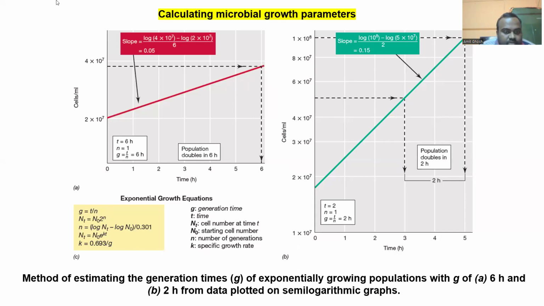We can jot down the formula like G is equal to t by n, where G is the generation time and t is the total time for growth. Nt is equal to N0 into 2 to the power n. n is equal to log Nt minus log N0 by 0.301, or we can use Nt is equal to N0 e to the power Kt, or K is equal to 0.693 by G. So we'll now discuss the last two formulas, where Nt is equal to N0 e to the power Kt and K is equal to 0.693 by G. How does that come, right?